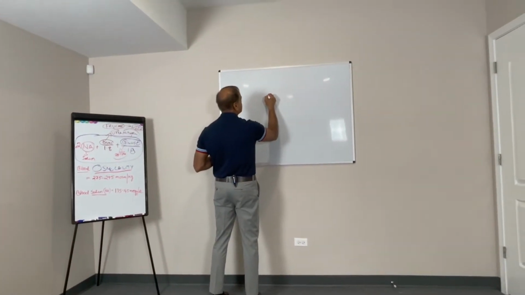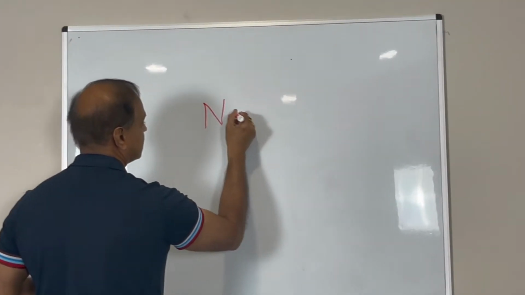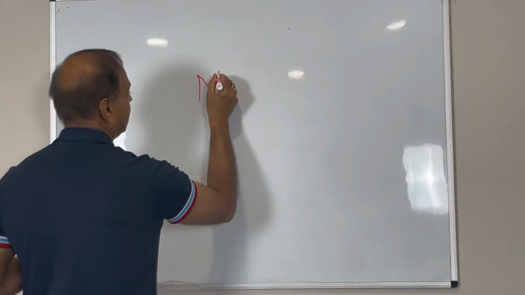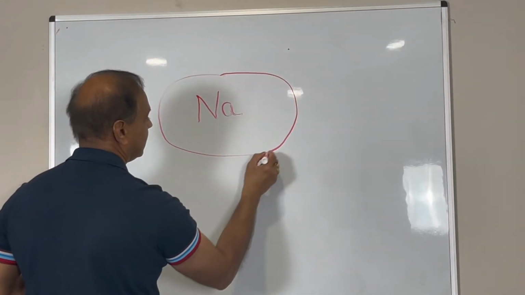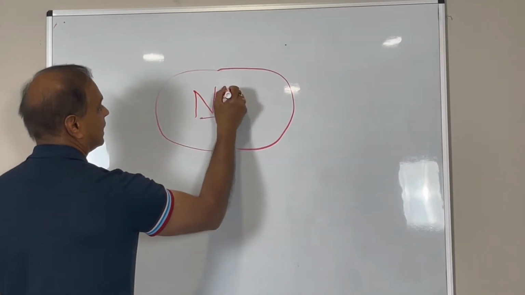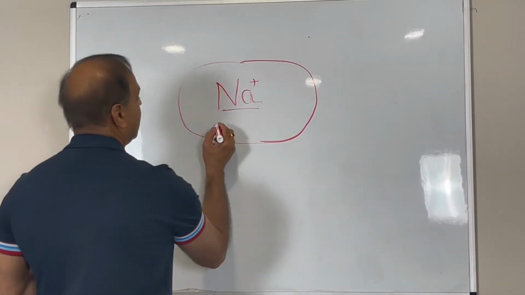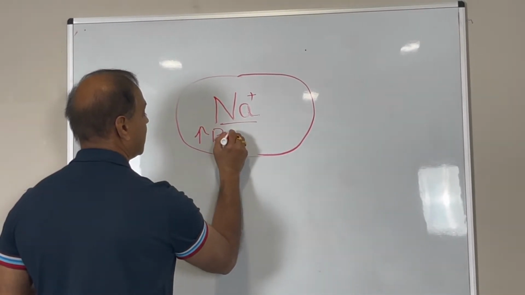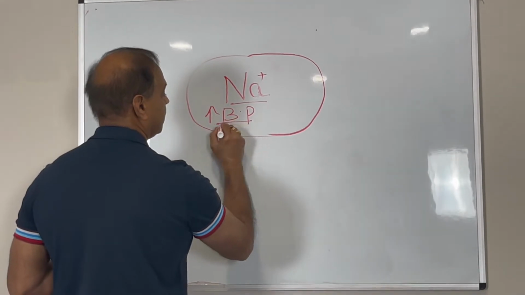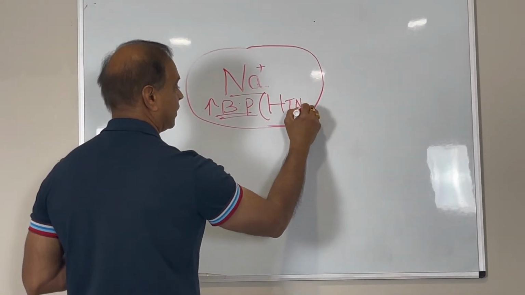I'll connect this to sodium, which is called Na, and that is nothing but the sodium ion that determines the blood pressure, and I will put high blood pressure, which is hypertension, that we're talking about.